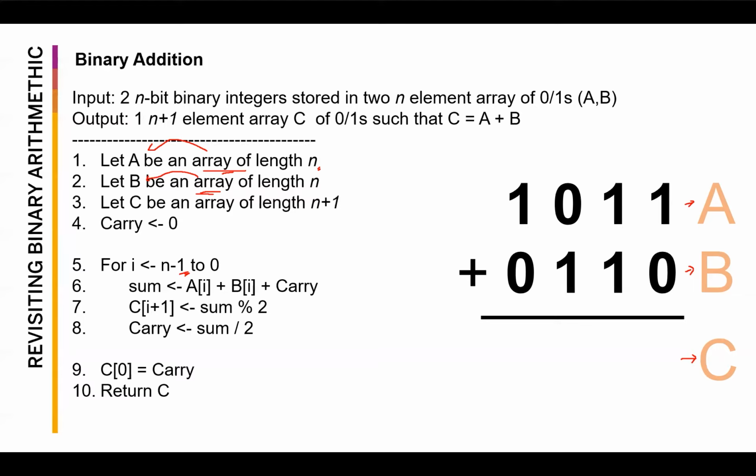Okay. So again, this for loop indicates that we are starting from n minus 1, which is the rightmost bit, going to 0, which is the leftmost bit. Now our carry is initialized at 0, so we can just visualize a 0 here. The first thing is we need to come up with a sum variable, which adds the A at that index, the B at that index, and the value of carry.